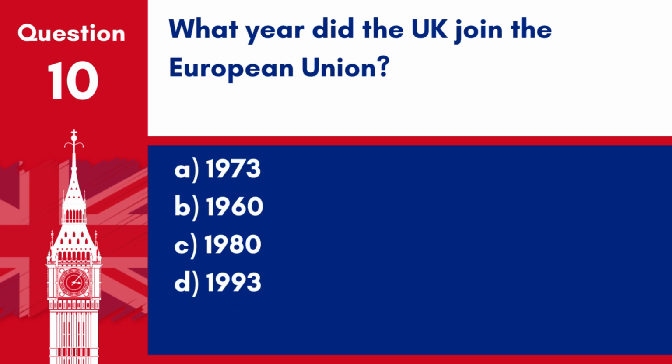Question 10. What year did the UK join the European Union? A. 1973. B. 1960. C. 1980. D. 1993. Answer A. 1973. The United Kingdom joined the European Economic Community, now the European Union, in 1973.